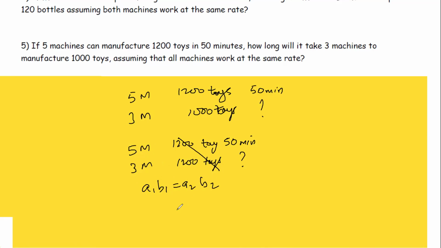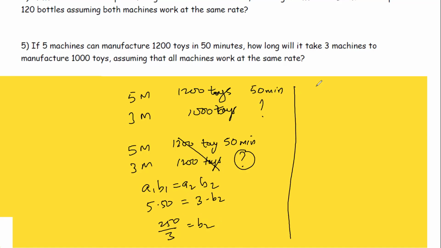A1 B1 equal to A2 B2. So therefore, see, the shortcut is 5 into 50 by 3, but I don't want to get there. I just want to, 5 into 50 is equal to 3 into B2, right? So that's 250 by 3 is B2. What is B2? B2 was the time taken, 250 by 3 minutes. So now we know that 3 machines can do 1200 toys in 250 by 3 minutes.